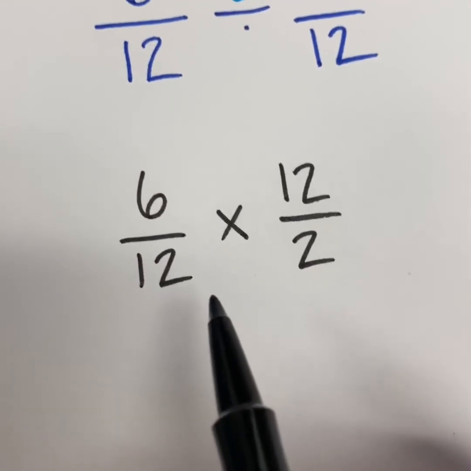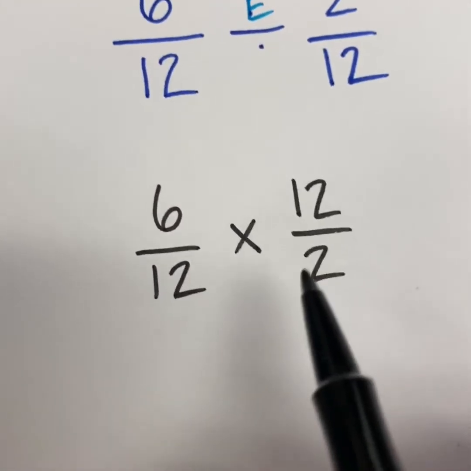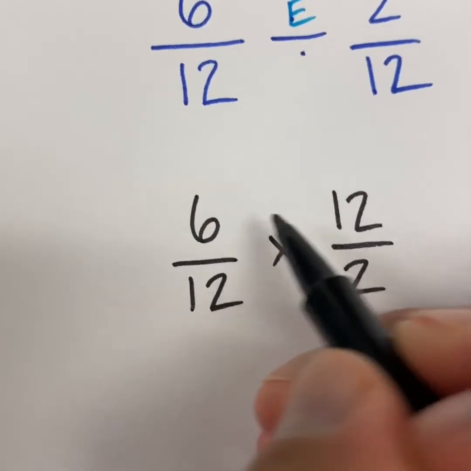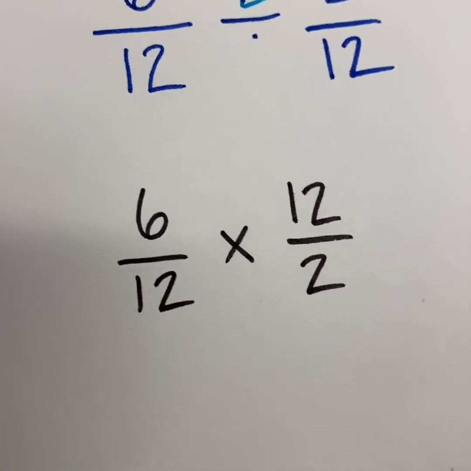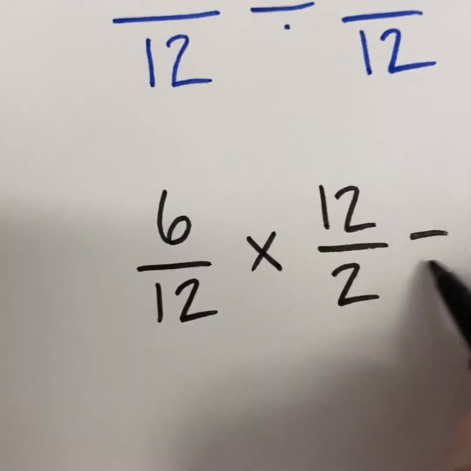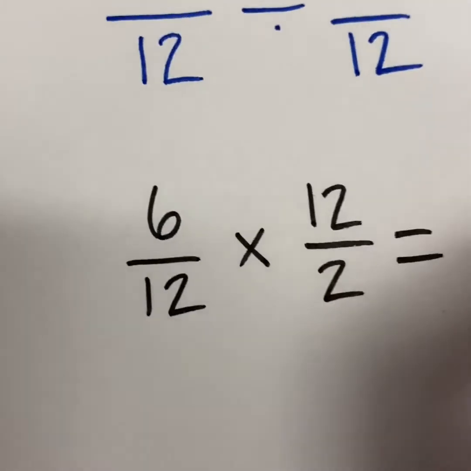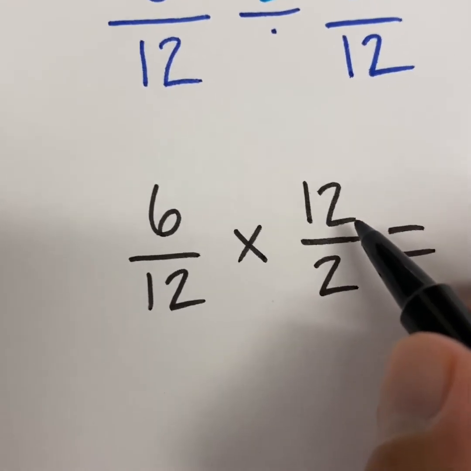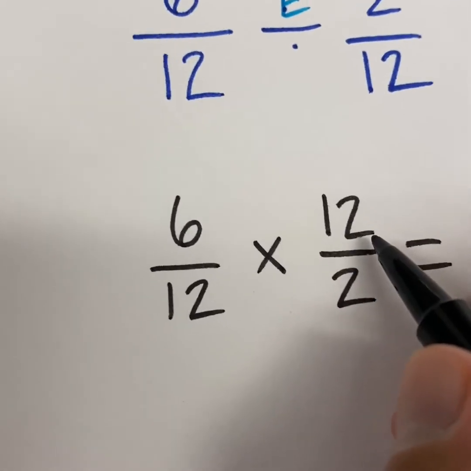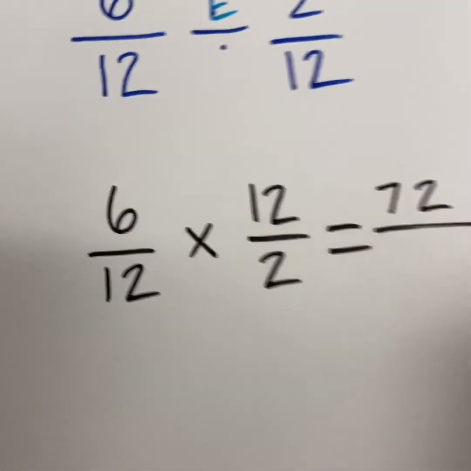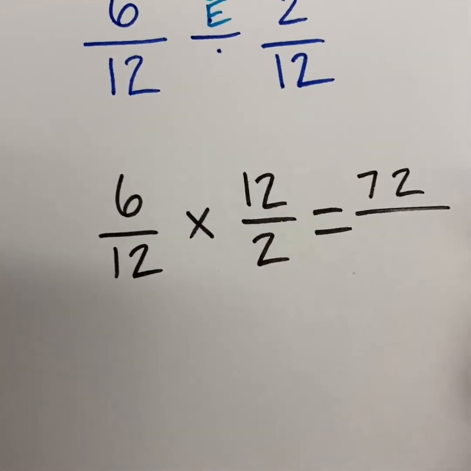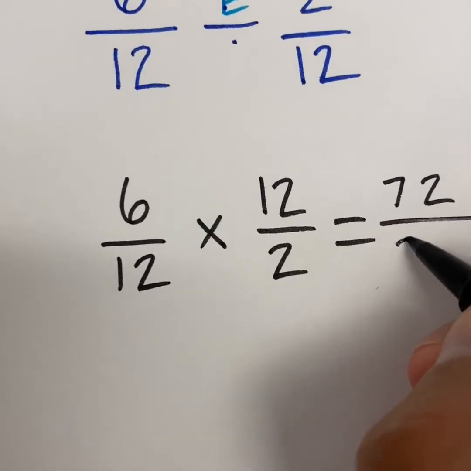All right, what I like about this method is it works for anything as long as we have improper fractions and we don't have mixed numbers. All right, so let's go ahead and solve this. 6 times 12, well, 6 times 10 is 60. 6 times 2 is 12. 60 plus 12 is 72. And 2 times 12 is 24.